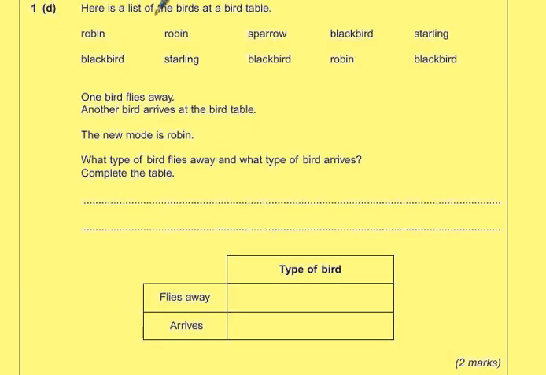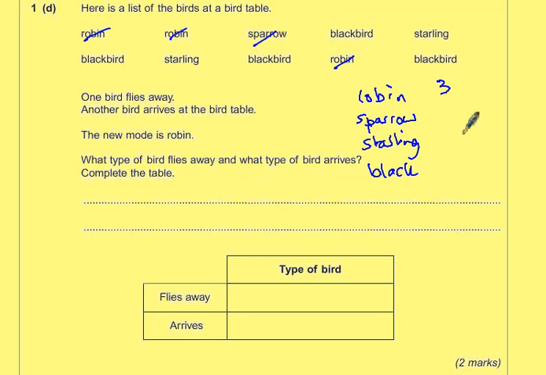Part D. Here is a list of birds at the bird table. We've got robins, sparrows, starlings, and blackbirds. Okay, so the robins, we've got 1, 2, 3 robins. We've got sparrows, we've got 1 sparrow. We've got 1, 2 starlings, and we've got 1, 2, 3, 4 blackbirds.